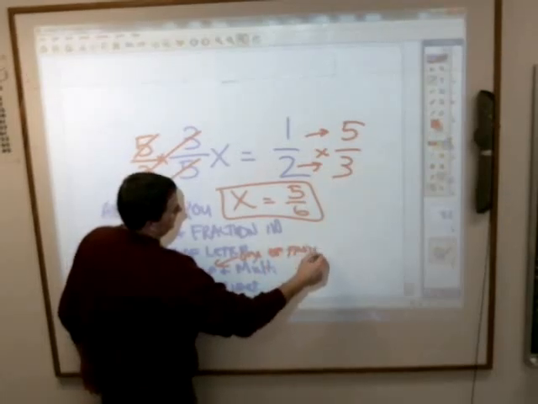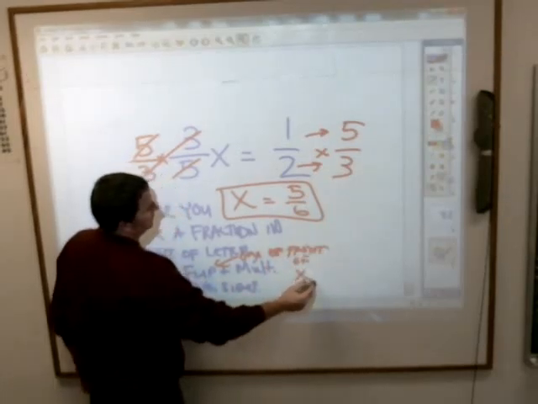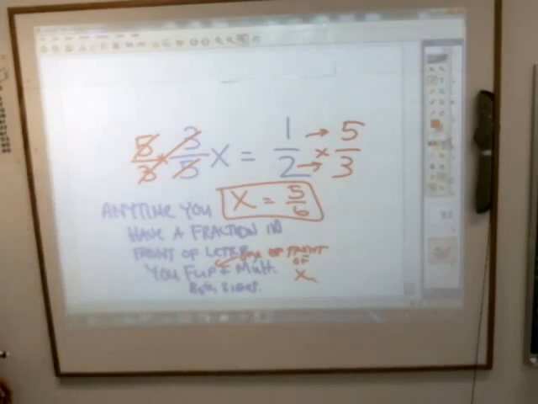Front of x. I will tell you right now, I will ask you this question about 100 times between now and the end of the year. Because it'll come up, somebody will say, I don't know what to do in that fractions in front of the letter, and I'll say, okay, what do you do anytime there's a fraction in front of the letter? Flip and multiply.